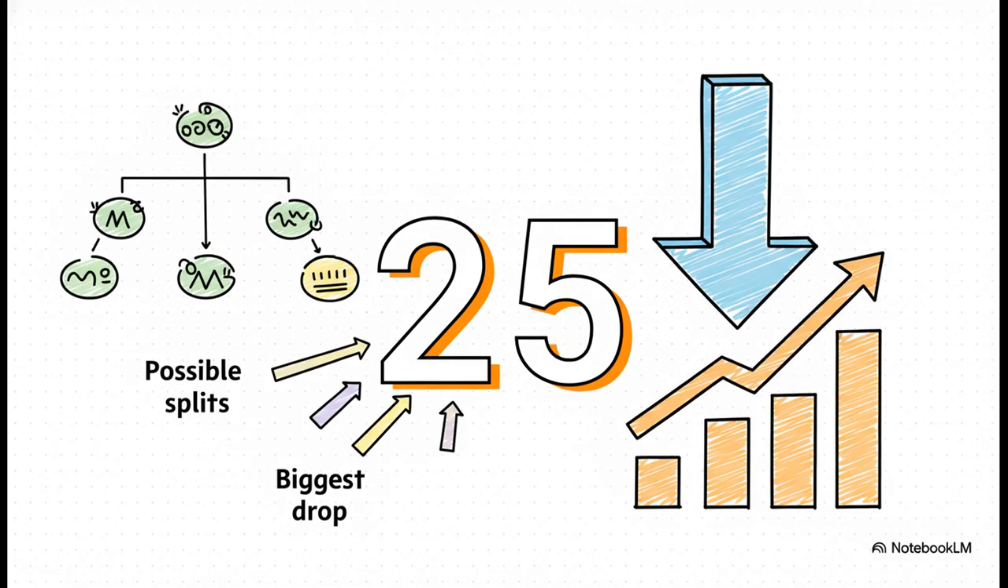And that right there is the key. The difference. We went from 25.67 all the way down to 0.67. That gives us a variance reduction of 25. The algorithm tries out a ton of different questions, and it will always pick the one that gives it the biggest drop, the highest variance reduction.